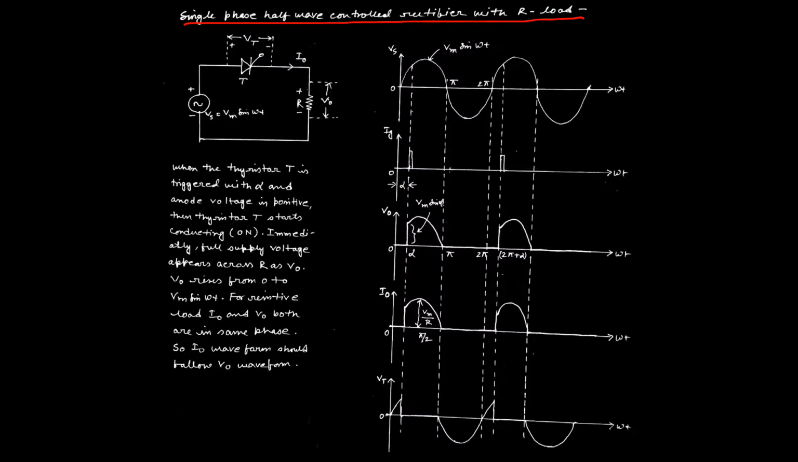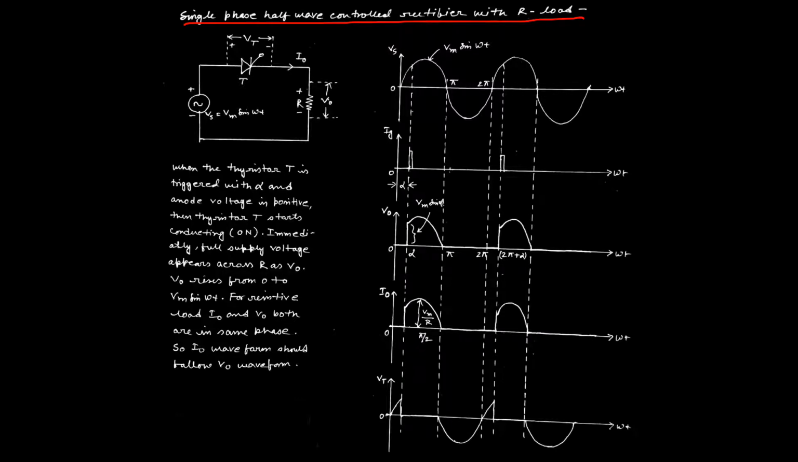What we can conclude is that when the switch is on, the output voltage is reflected from the input voltage. When the switch is open or off, in the cases of 0 to pi and pi to 2 pi plus alpha, the voltage appears across the terminals of the switch. In this way we can explain the output voltage and output current of the single phase half wave controlled rectifier with an R load.